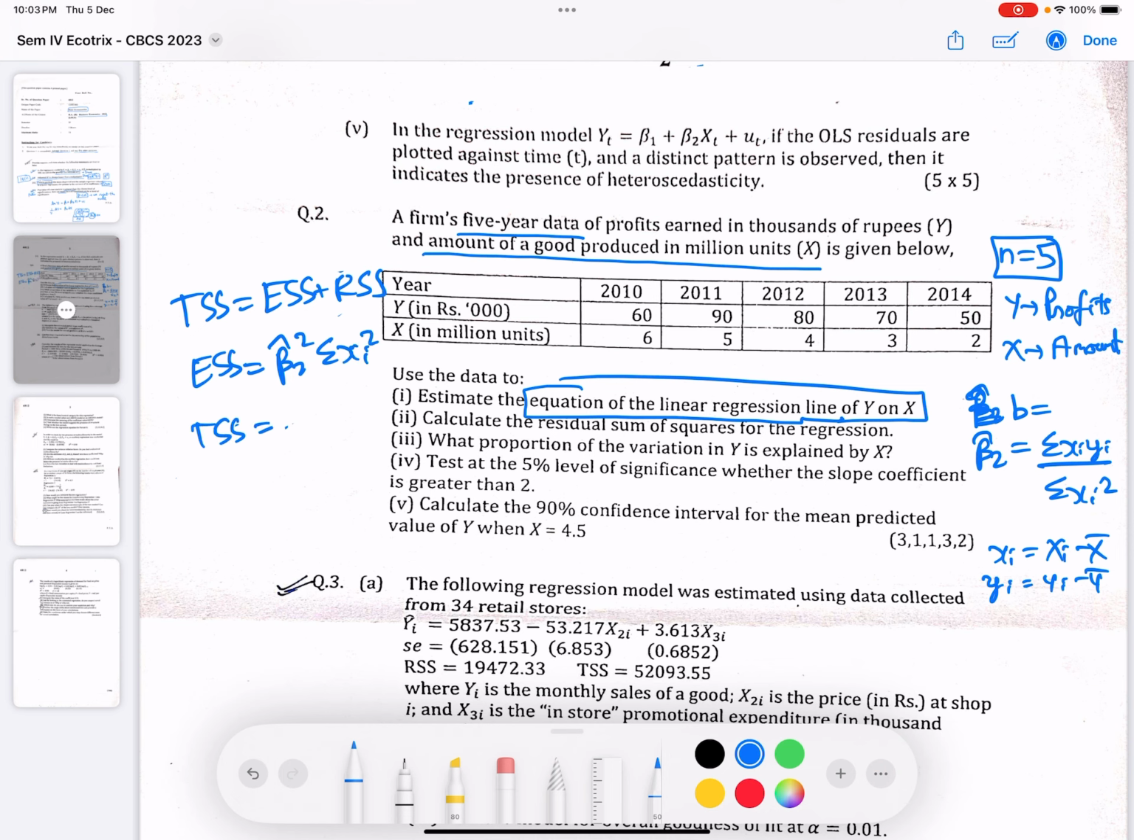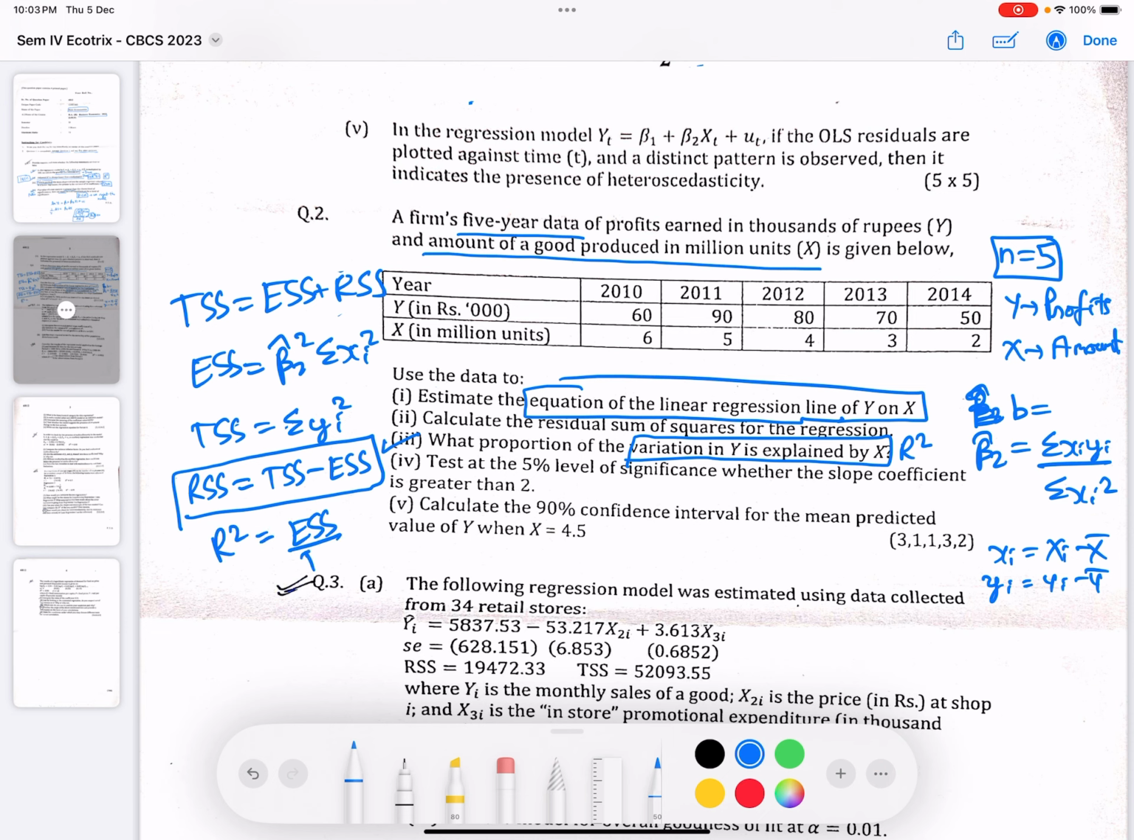Total sum of squares is summation yi square. So residual sum of squares, you can find it as total sum of squares minus explained sum of squares. So you will get the residual sum of squares. Now the third part, they are asking what proportion of the variation in y is explained by x. They are asking nothing but r square, and r square is defined as explained sum of squares by total sum of squares. So you can find the value of r square as well.